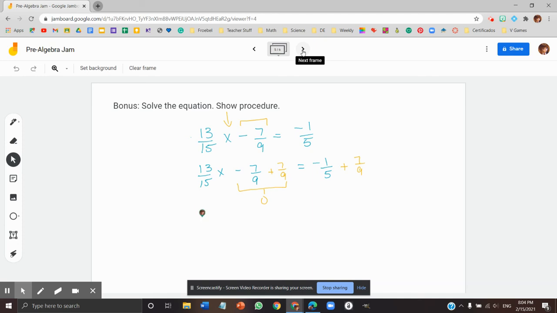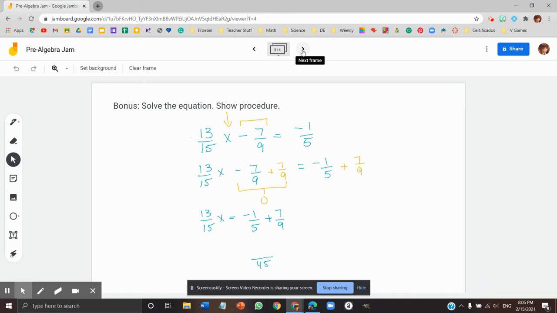We have 13 over 15x equals negative 1 over 5 plus 7 over 9. Now they have different denominators. I have to find a common denominator on both of those. And if you remember how to find it, remember that we have 5, we have 9. What do they have in common on those multiples? For example, 5 times 1 is 5, 5 times 2 is 10, and so on. So what number do they have in common on those multiples? 45. Very good.